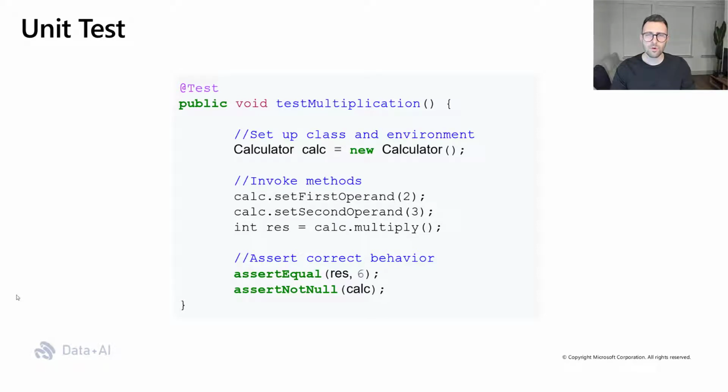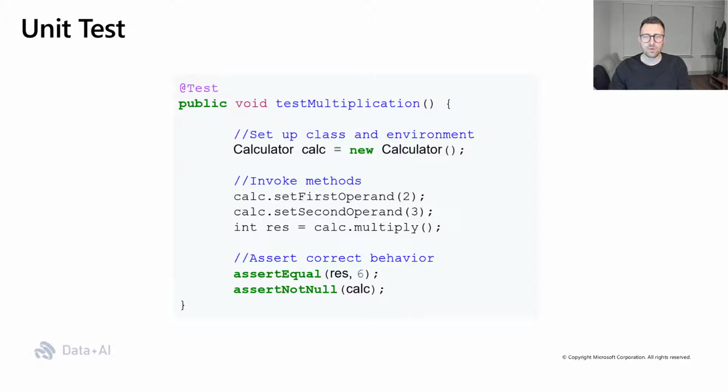Here we have an example of a JUnit test case. In the first part, we see that the test case instantiates the class and the environment. This could also be performed in a separate setup method. Next, we see that one or more methods can be invoked. And finally, assert statements are used to check the result, condition, and state of a program.